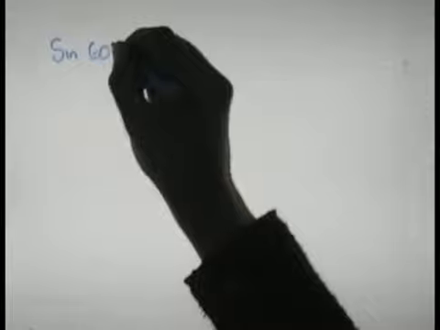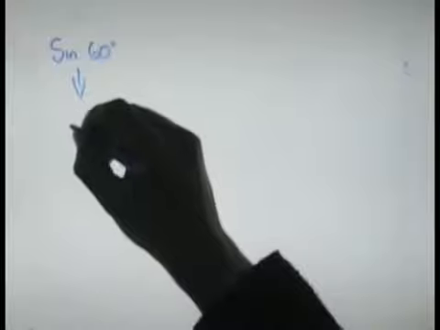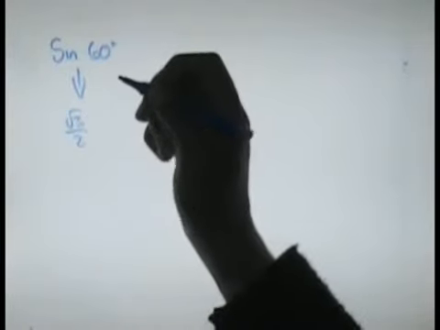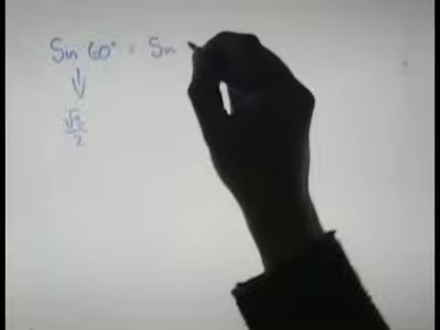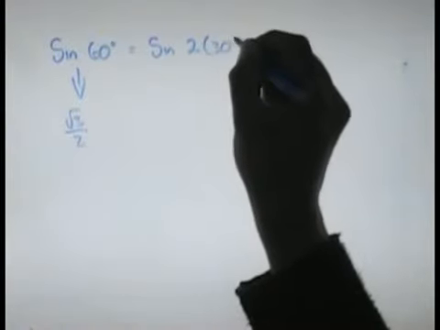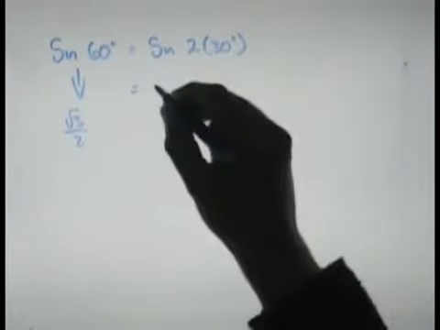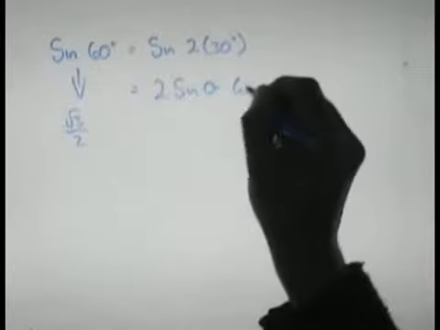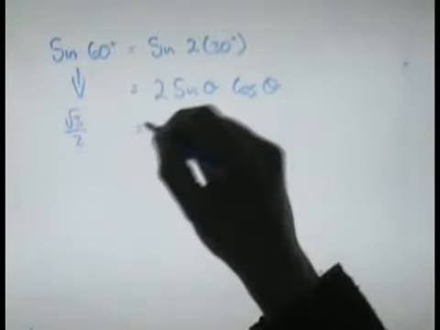The next example, and one of the last examples we're going to look at, is sine of 2 theta. I'm going to work with sine of 60 degrees. Now we know from the outset that sine of 60 degrees is the same as root 3 over 2. Sine of 60 degrees is the same as sine of 2 times 30 degrees. Now sine of 2 theta we know is equal to 2 sine theta cos theta.